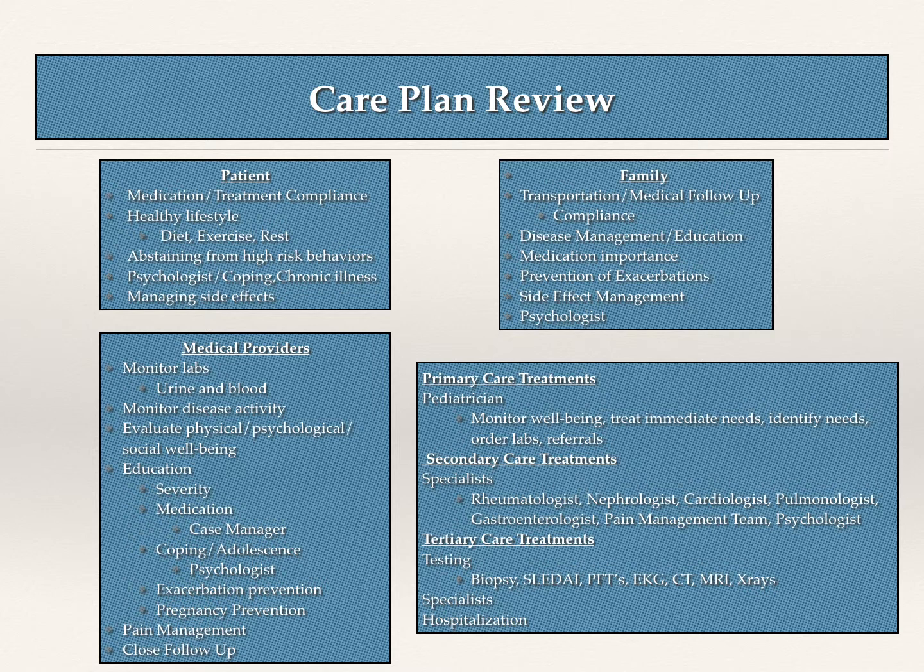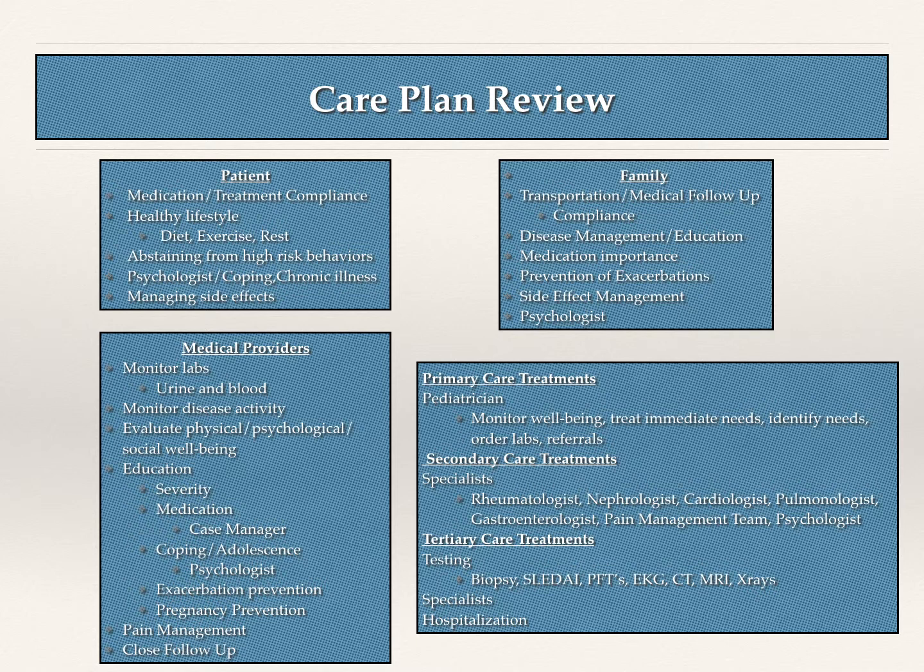The family is crucial in maintaining compliance with transportation and medical follow-up, disease management, the medication importance, prevention of exacerbations, side effect management, and of course the psychologist can be as equally important to the family for support as to the patient. The three different levels of treatment: the primary, secondary, and tertiary.